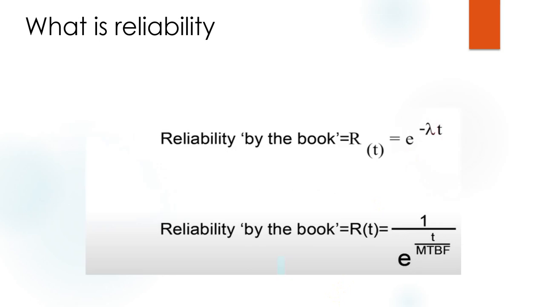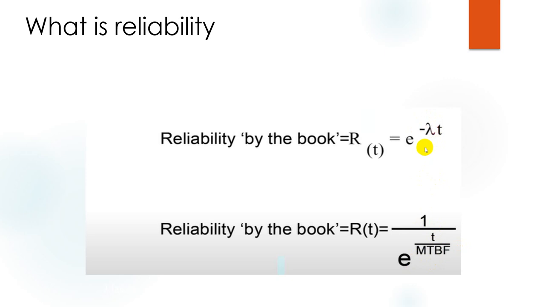Then, coming back to some calculation, we found that reliability by the book is this equation. Mean time between failure: 1 over mean time between failures equals this lambda, which we call the failure rate.